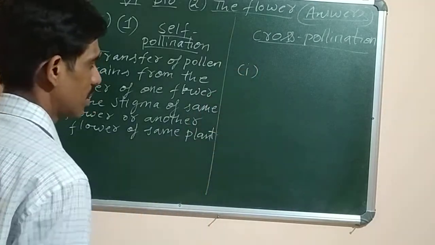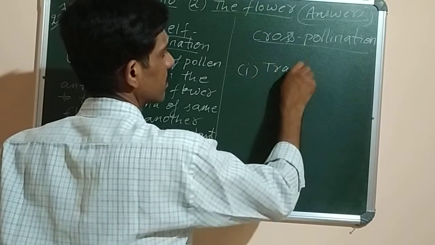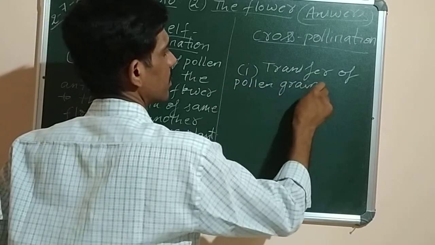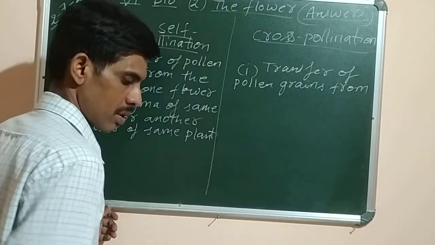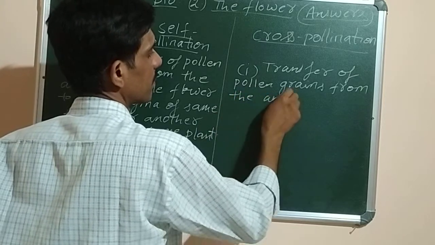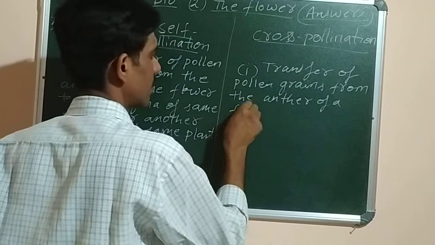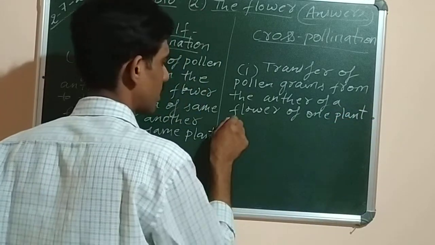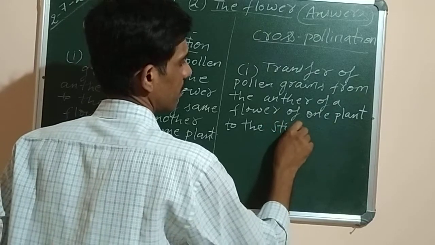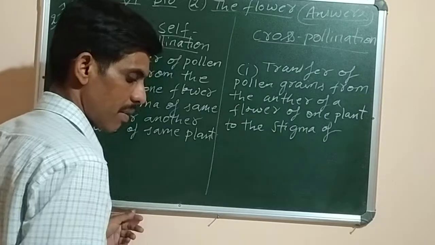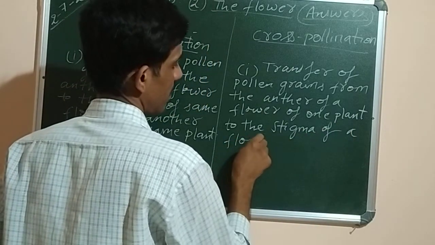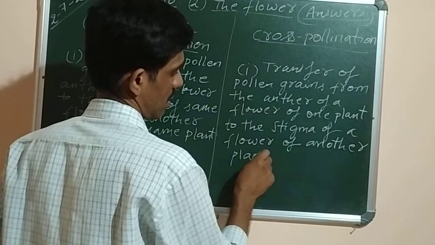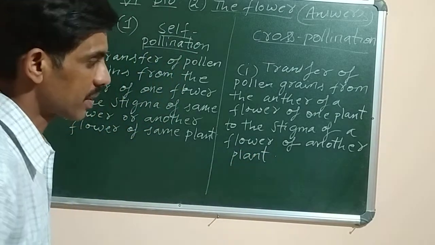Here in cross-pollination, the definition you write: transfer of pollen grains from the anther of a flower of one plant to the stigma of another flower, to a stigma of a flower of another plant. Okay, to a stigma of the flower of another plant of the same species also you can write.